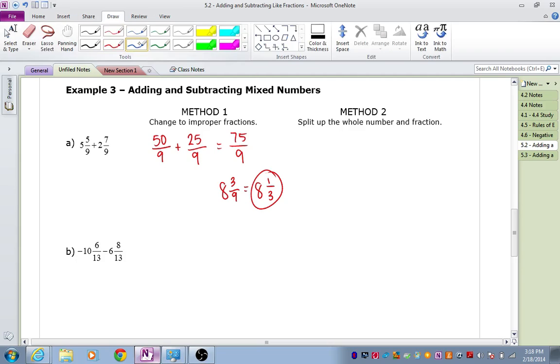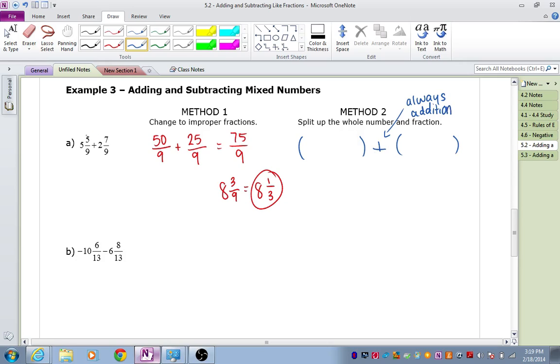Okay, method 2. Method 2, we're going to split up the whole number and the fraction. Okay, I use the format where I have 2 parentheses, a plus sign, and then another set of parentheses. I'm going to say that this is always addition. Okay, you might want to write that down in case this is the method you want to do. Always addition in between your 2 sets of parentheses.